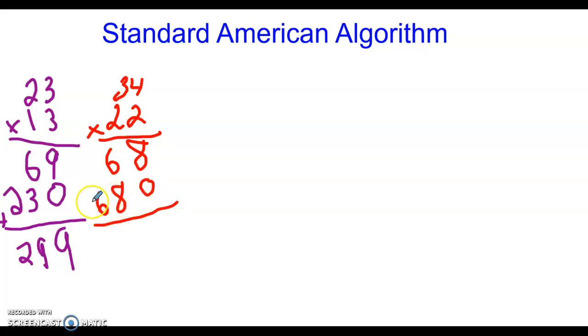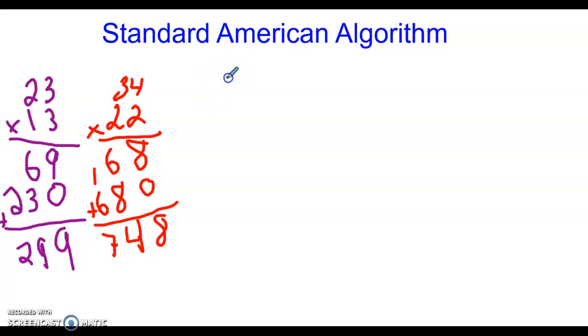See what I have here? Add those bad boys up. 8. 6 plus 8 is 14. Carry the 1. 6 plus 1 is 7. 34 times 22 is 748. All right, 2 more. We're going to work together. See if you can beat me.